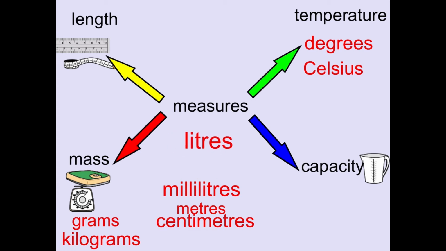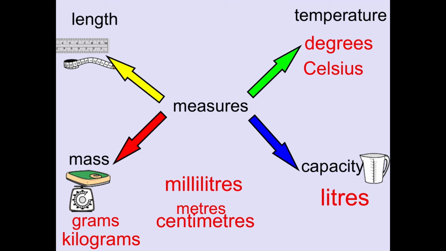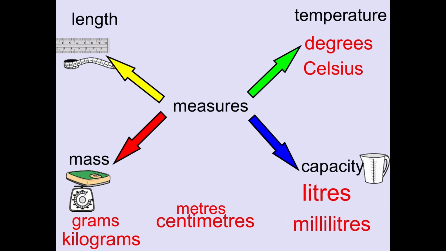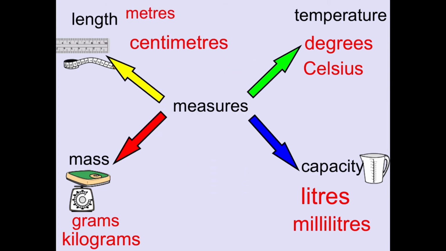Litres, I wonder if you know where that one goes. That's what you have on the side of a measuring jug. Measuring jugs are very confusing because they have lots of different measurements, but we're going to just be looking at litres. Millilitres, they're the smaller version of litres. And then we've got metres, which is a measurement of length. And we've got centimetres, which is a smaller measurement of length. So on your sheet in your book, I want you to make sure you've written those red words.